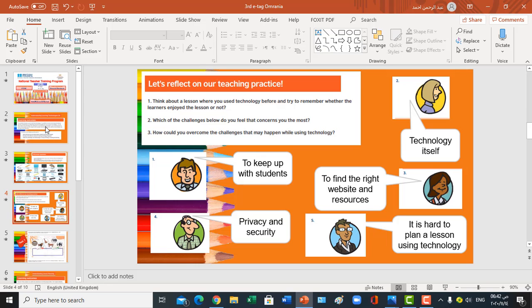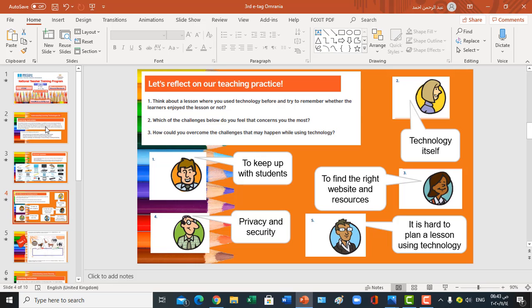Student teacher number three said that finding the right website and resources is very problematic for me, because when I want to search, for example, about the water cycle, I could find dozens and thousands of sites dealing with this subject. Which site would I advise my students to follow or get information from? This is problematic for me.